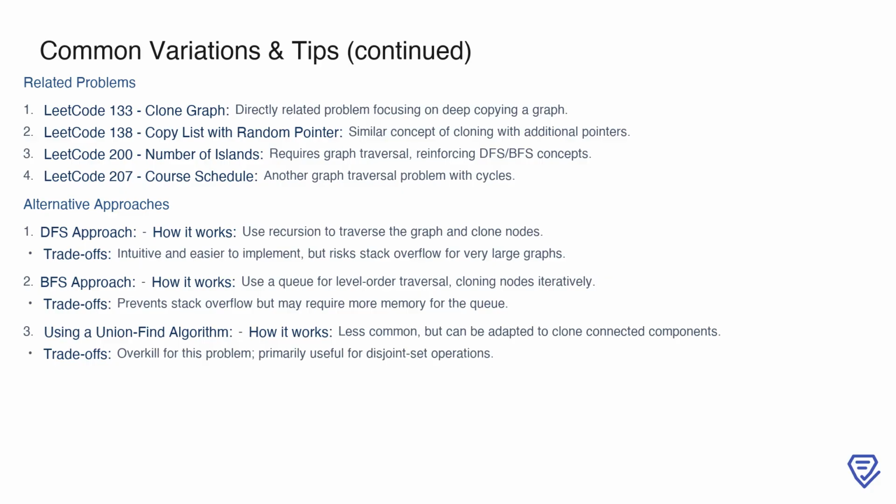As for alternative approaches, you can solve this problem using DFS, BFS, or even a union-find algorithm. The DFS approach uses recursion to traverse and clone nodes, making it intuitive and easy to implement, but it risks stack overflow in cases of very large graphs. The BFS approach, on the other hand, uses a queue for level order traversal. While it prevents stack overflow, it may use additional memory for the queue. An adaptation of the union-find algorithm can also be applied to clone connected components, but it's generally overkill for this problem and is better suited for disjoint set operations.